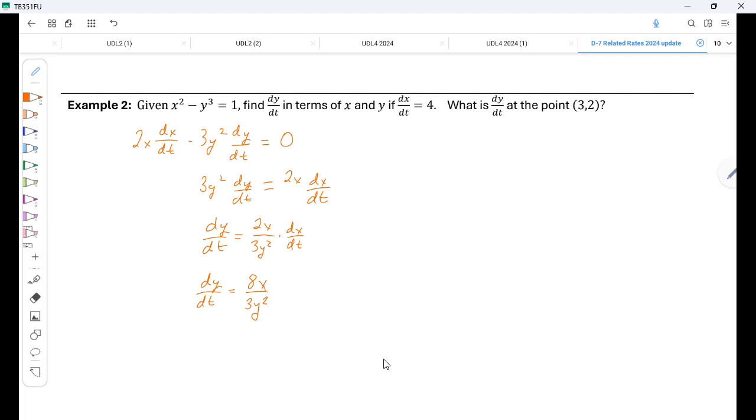Cool. So then the question that we're answering, and again, we don't have a lot of context here. We are just doing what they're asking us. What is dy/dt at the point (3, 2)? So dy/dt evaluated at (x, y) equals (3, 2). Sure sounds like 8 times 3 over 3 times 4, which I could multiply and simplify, or multiply and divide out, but I'm going to get rid of those 3's. Yeah, it's just 2. 8 divided by 4 is 2.